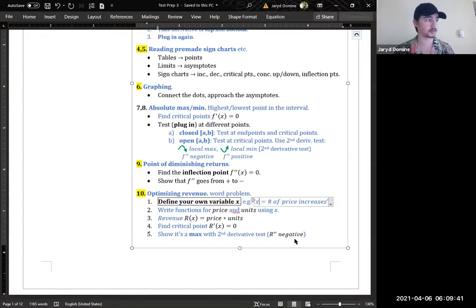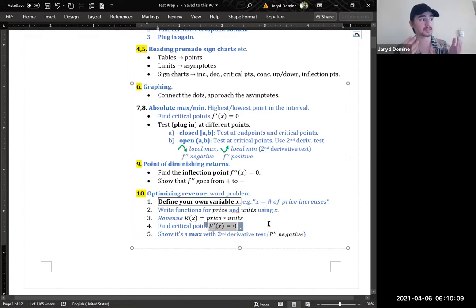So for this, for the one in the practice, like the best thing to do is say X is the number of price increases. We're talking about rent. So if you increase your rent, less people are going to want to stay there. And so that's the idea. And so once you define your own variable, then you have to make your own functions. And then revenue is price times the number of things that you're selling. And then we want to maximize the revenue. So we find the critical point, set it equal to 0, and then we show it's a maximum by showing that the second derivative is negative. So that's the second derivative test.